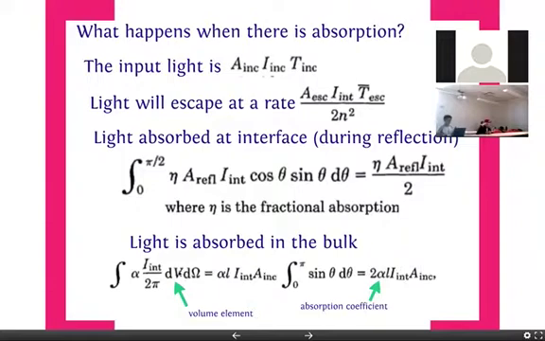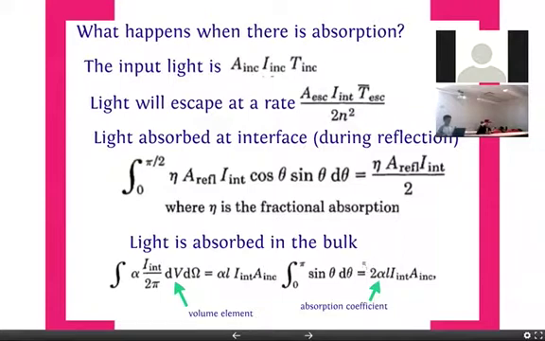In fact, this simplifies a little bit because of the volume integral coupled with the d omega, and you get an expression which looks like that. Alpha is the absorption coefficient, L is the thickness that you're interested in, and this is the internal intensity multiplied by the area of the incident light. When you multiply it all out and do the integral, you get something like 2 times alpha L I intensity A incident.